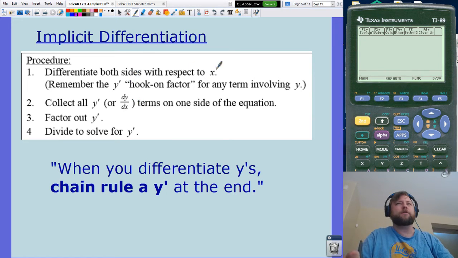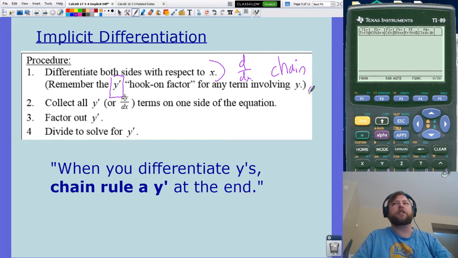What you want to do is differentiate both sides with respect to x. That means do a d dx, just do your normal derivatives. But the difference is when you're differentiating a y, you have to put a times y prime at the end. Think of it like chain rule. So you put a times y prime or times dy dx at the very end. And the whole point is to isolate the y prime or isolate the dy dx.